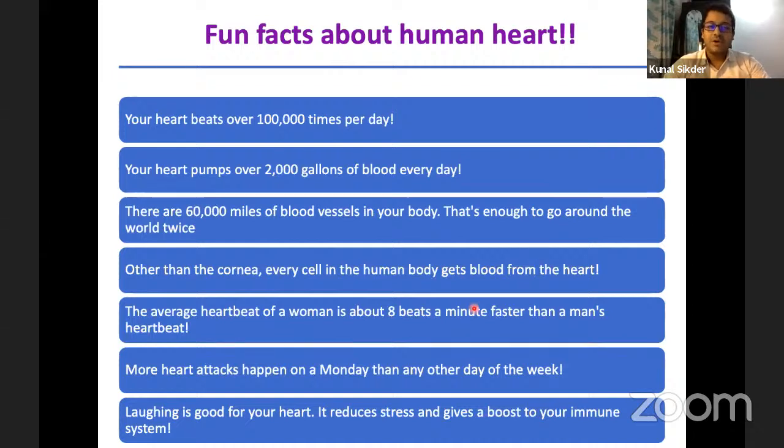Other than the cornea, every cell in the human body gets blood from the heart. The average heartbeat of a woman is interestingly about 8 beats faster than a man's heartbeat. And more heart attacks generally happen on a Monday than any other day of the week. Laughing obviously is a very good therapy for the heart, as it reduces stress and gives a boost to your immune system.